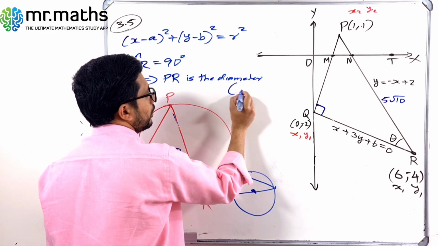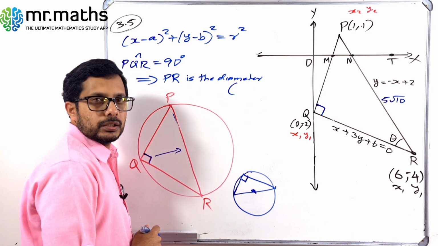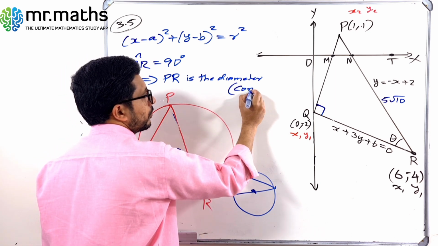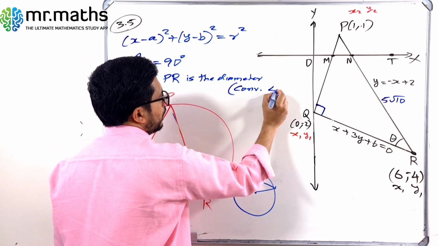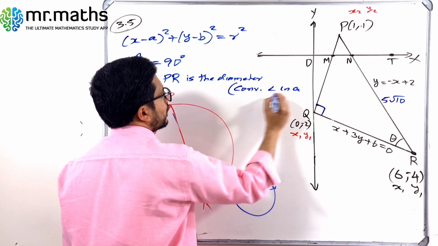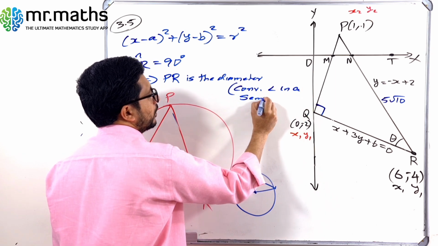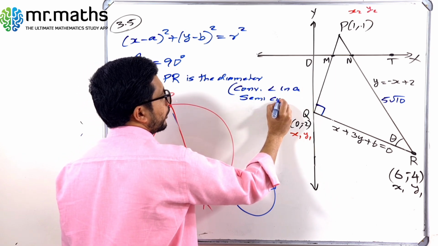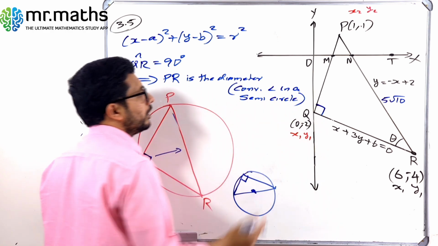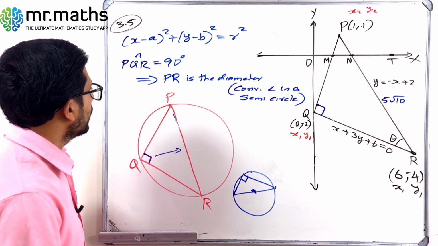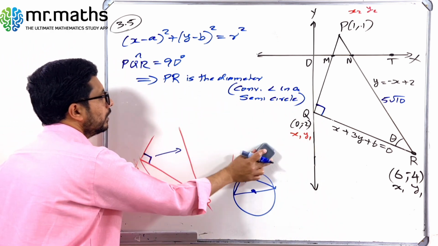What is the reason for that? Converse of angle in a semicircle. That is from Euclidean geometry. Okay, converse of angle in a semicircle. So now we know that PR is the diameter.